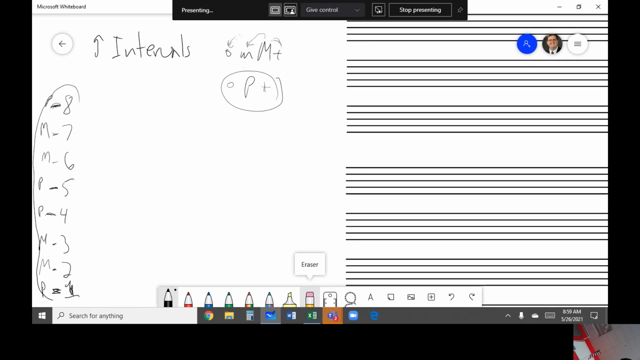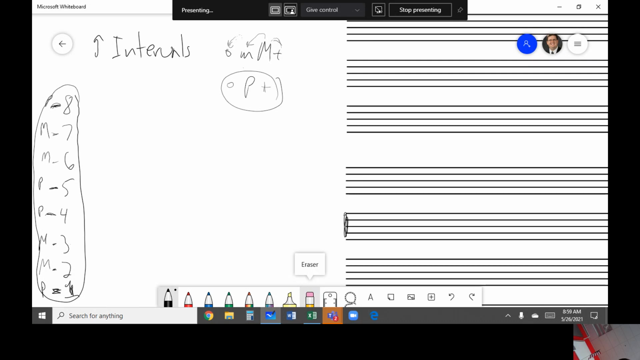This column here needs to be embedded into your brain. Unisons, fourths, fifths, and eighths are going to be your perfect intervals. Seconds, thirds, sixths, and sevenths are going to be your major intervals.